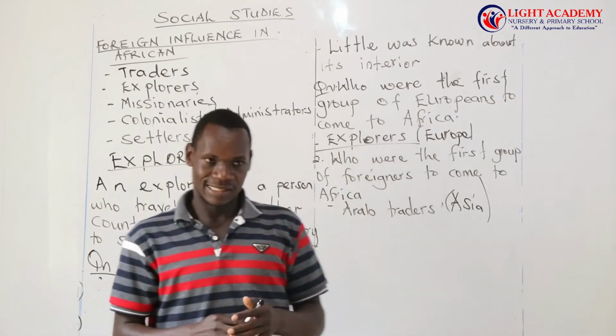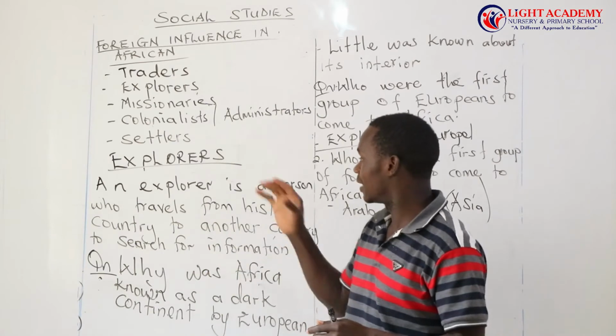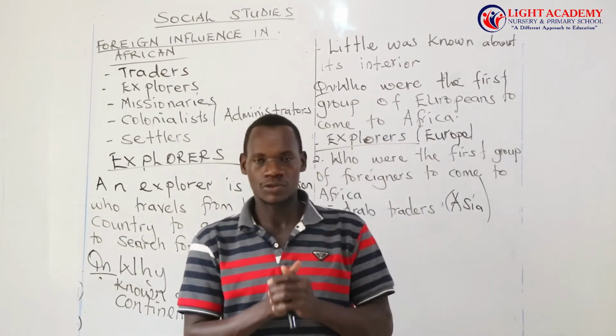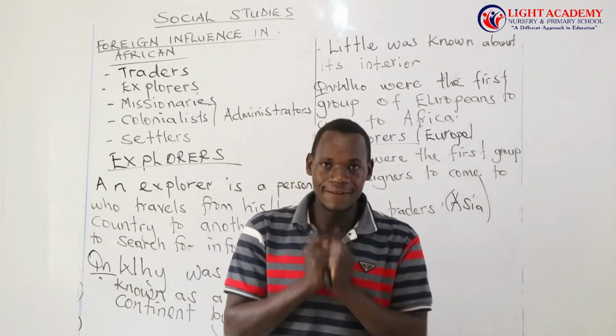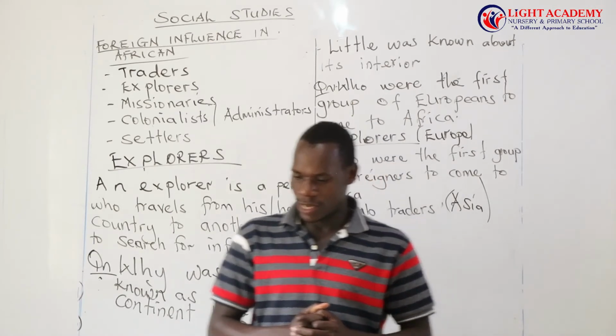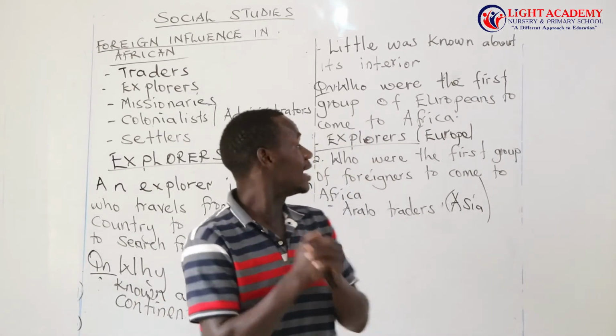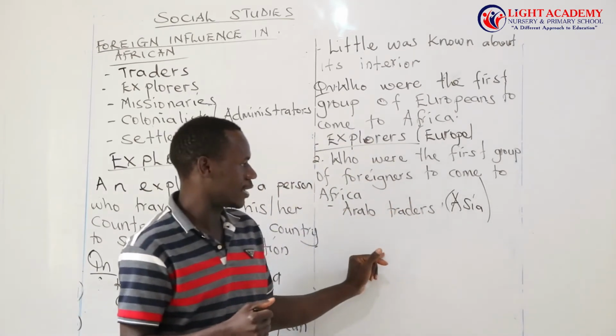We are looking at explorers. And I said in the definition in the beginning, I told you that explorers are people who came to Africa to find information about Africa. And we are going to see why Europeans took long to enter the interior of Africa.